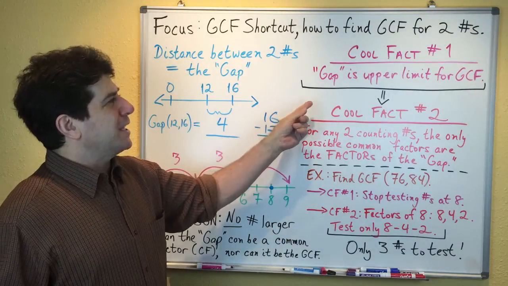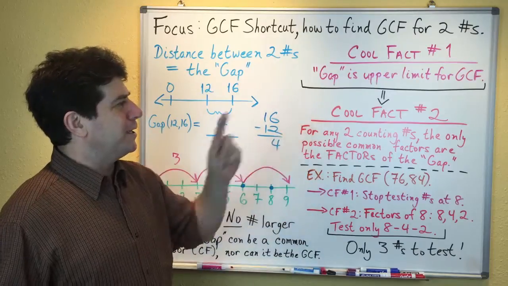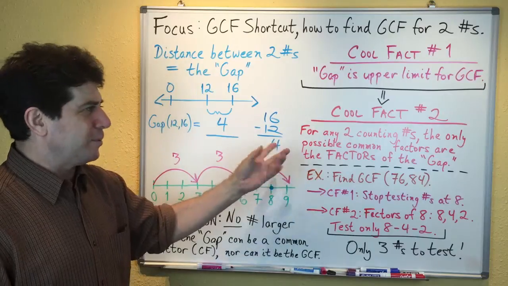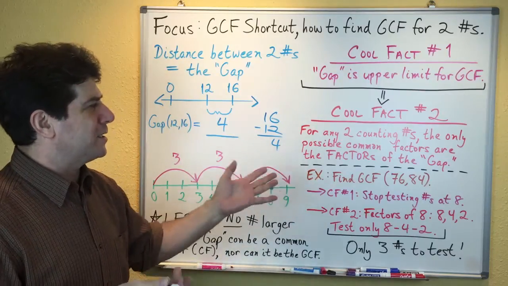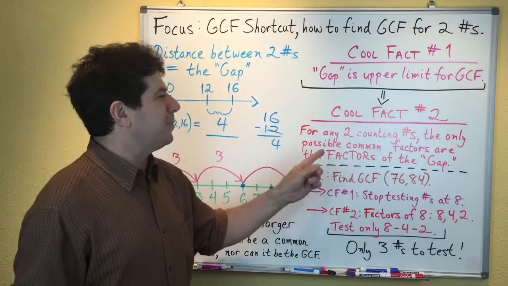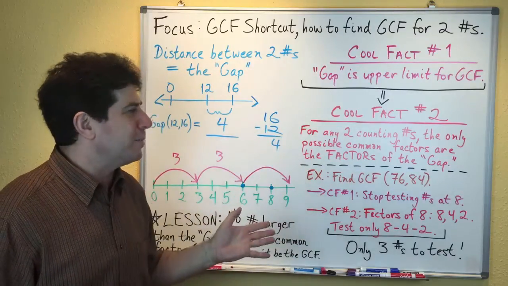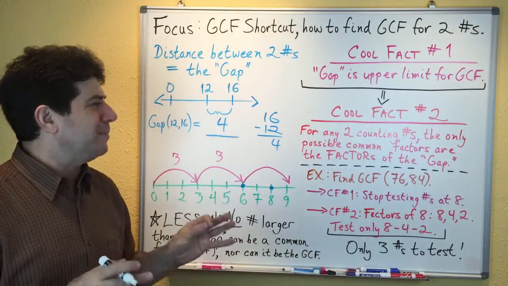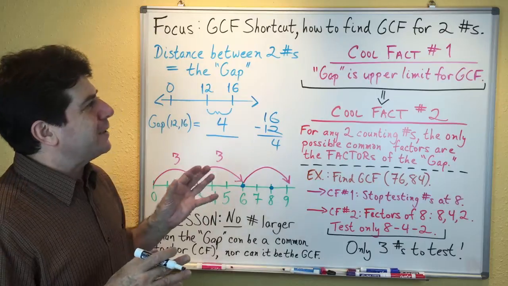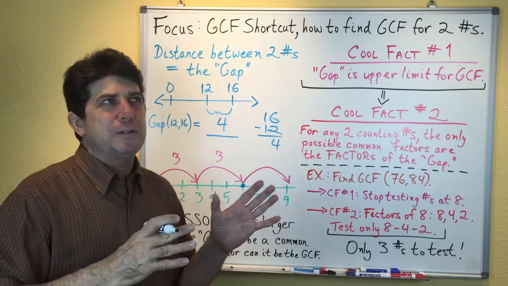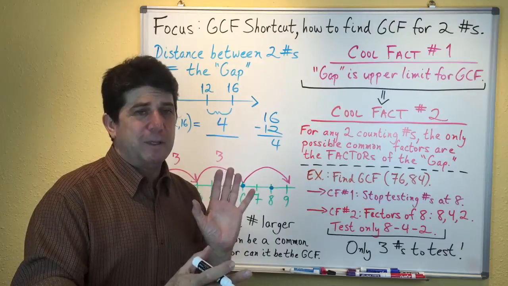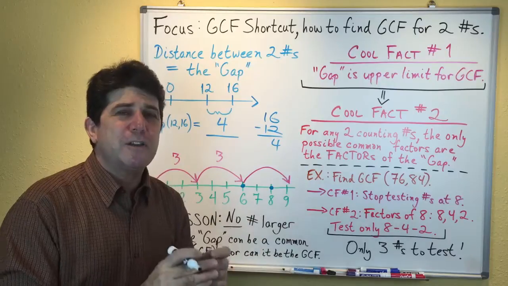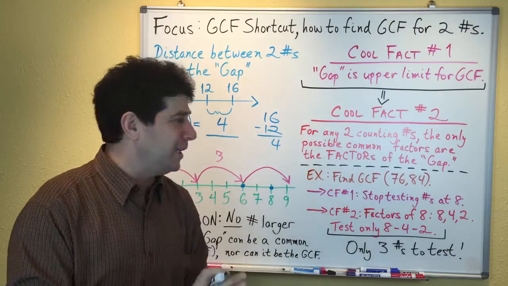Not only does the gap give us cool fact number 1, it gives us cool fact number 2, which is this. For any two counting numbers, okay, the kind of numbers we're thinking about, like 12 and 16, 6 and 8 and so forth, the only possible common factors, the only possible numbers that could go into both, are the factors of the gap. All right, that's a little bit of a mouthful, so let me explain what that means. That means that once you get the gap, you say to yourself, that's an upper limit. The gap's an upper limit. But not only that, the only numbers that can go into your two numbers are the numbers that go into the gap evenly. All right?